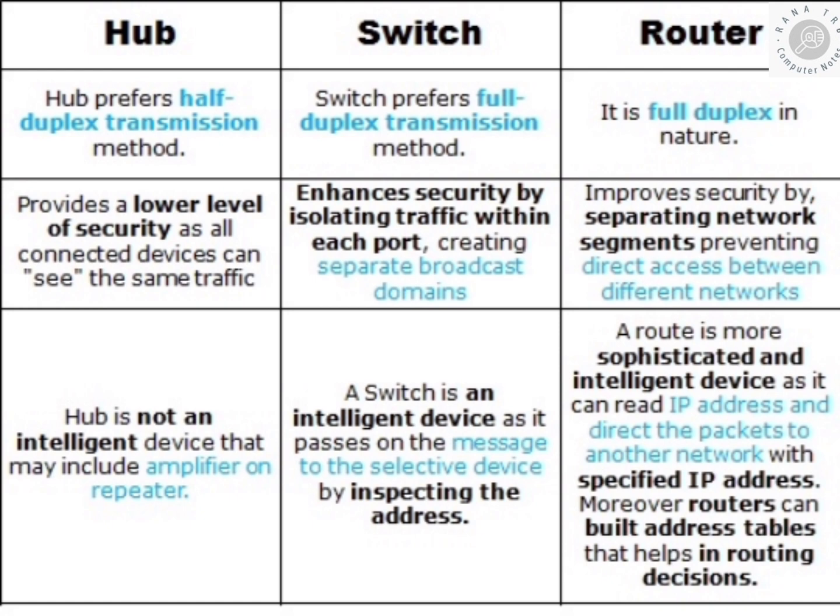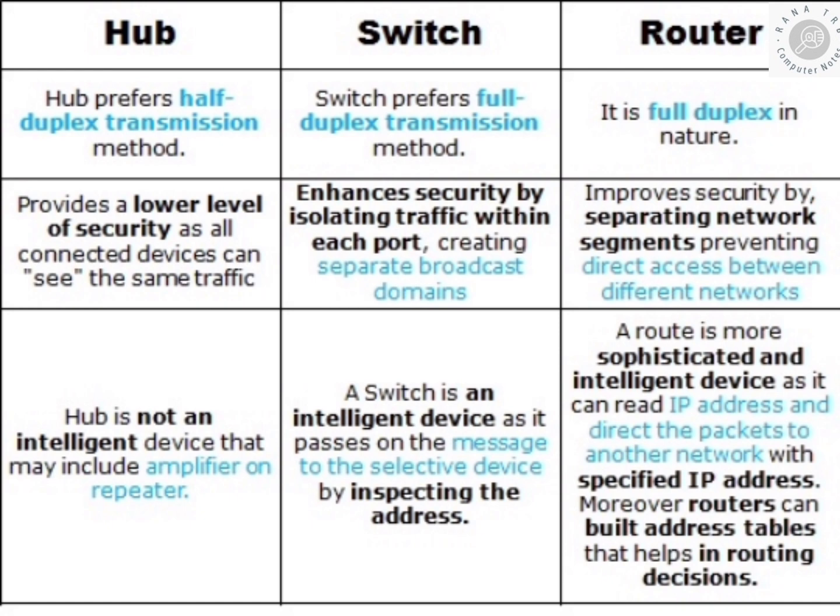Next one is according to the security. Hub will provide the lowest level of security because all the connected devices can see the same traffic, due to sharing data to all the ports and nodes. Next one is switch. Switch enhances security by isolating the traffic within each port, creating a separate broadcast domain based on their MAC addresses. Next one is router. It improves the security by separating the network segments. By creating these separate network segments, they are preventing the direct access of different networks.